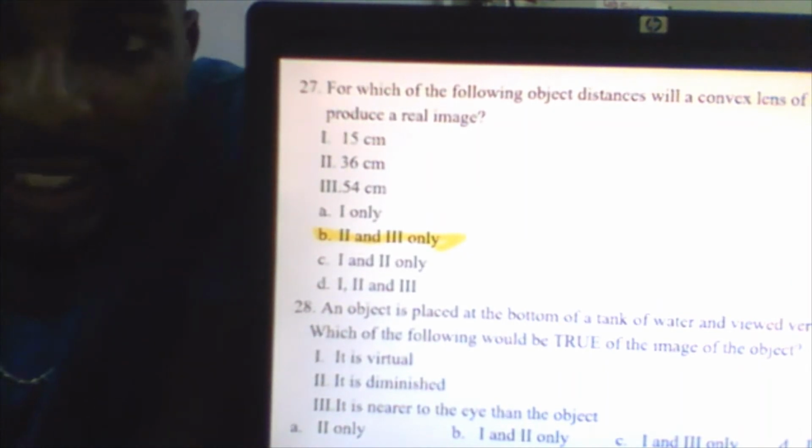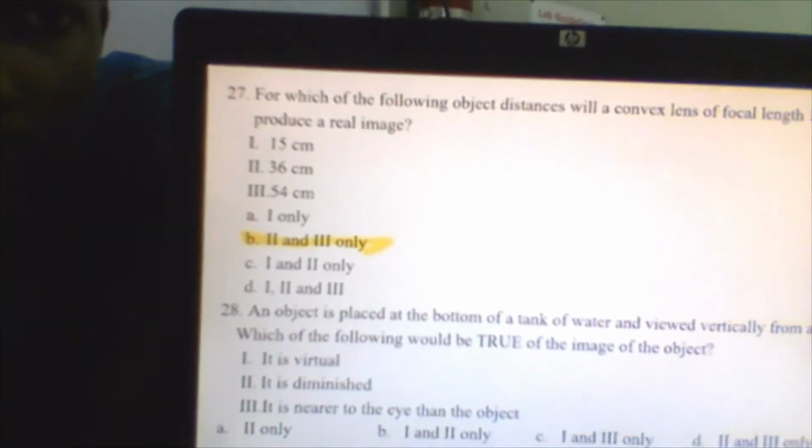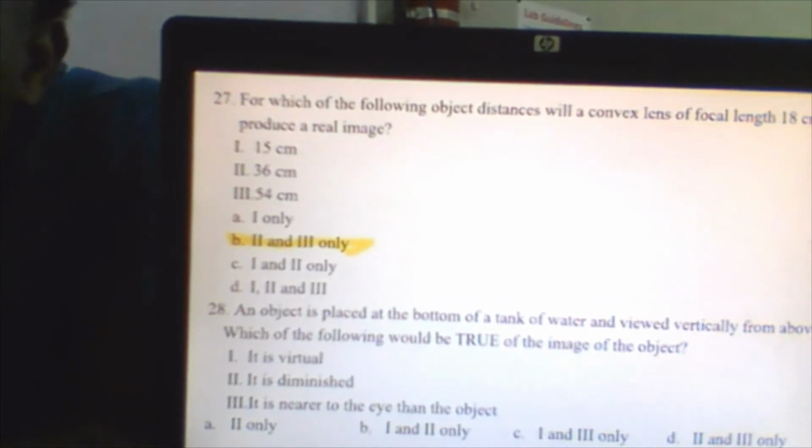Number 28. Now it says that an object is placed at the bottom of a tank of water and viewed vertically from above. Which of the following will be true of the image of the object? 1, it is virtual. 2, it is diminished. And 3, it is nearer to the eye than the object. The most appropriate answer there will be that the image formed is virtual and the image is nearer to the eye than the actual object. So C is the most appropriate answer in this case.